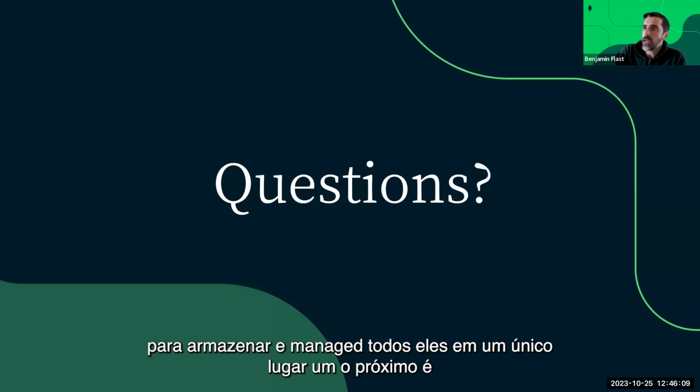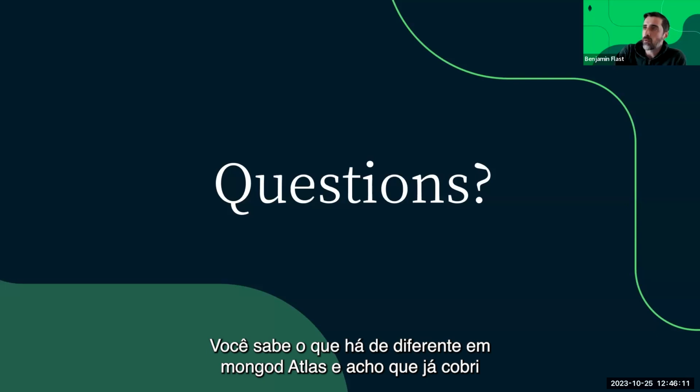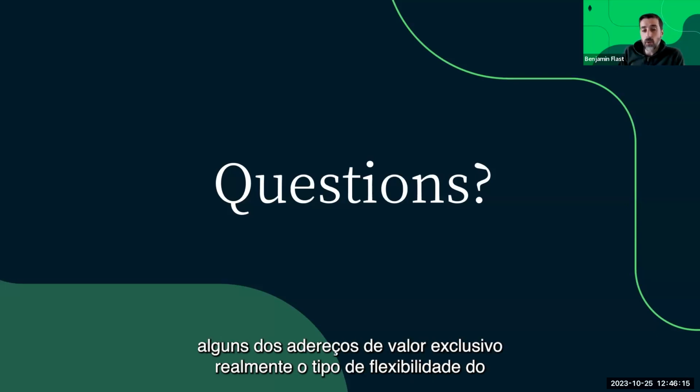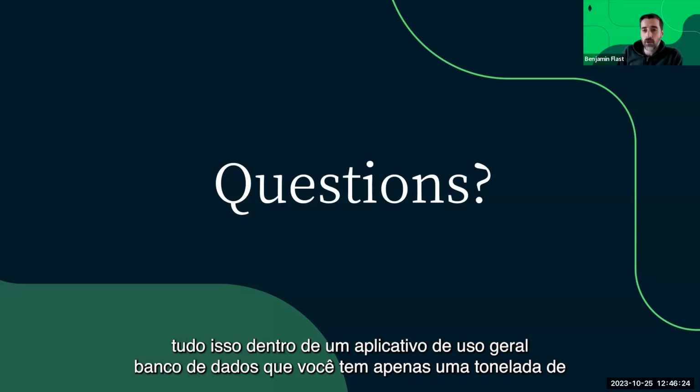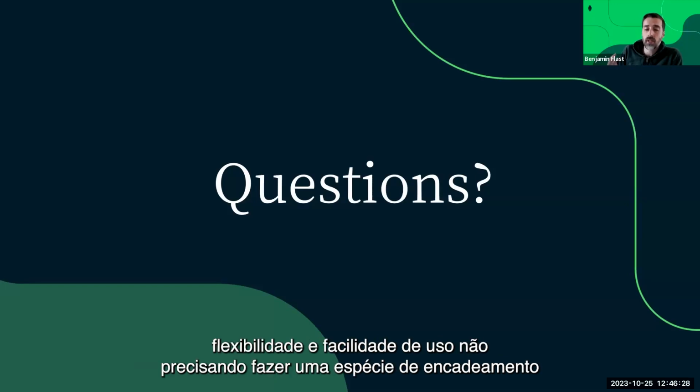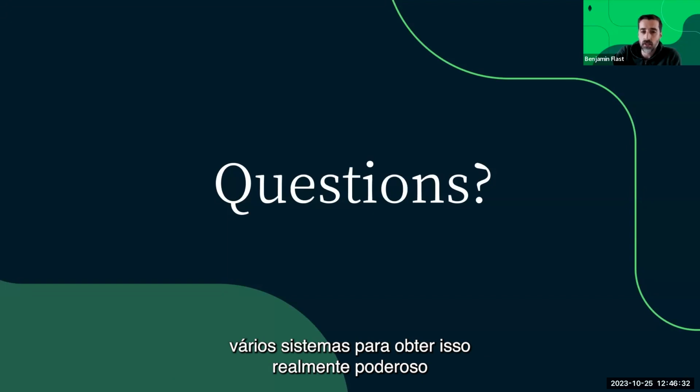The next one is, what is different about MongoDB Atlas? And I think I covered a few of the unique value props, really the flexibility of the MongoDB document model in partnership with vectors, and the fact that by having this all inside of a general purpose database, you have a ton of flexibility and ease of use around not needing to string together multiple systems in order to get this really powerful capability.